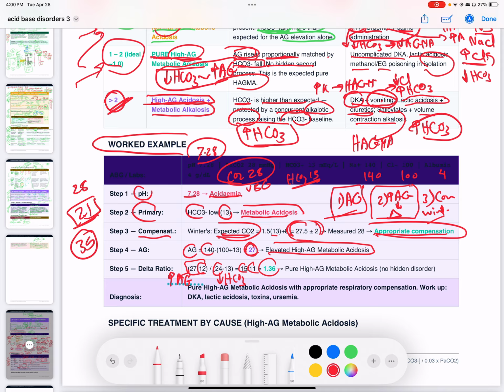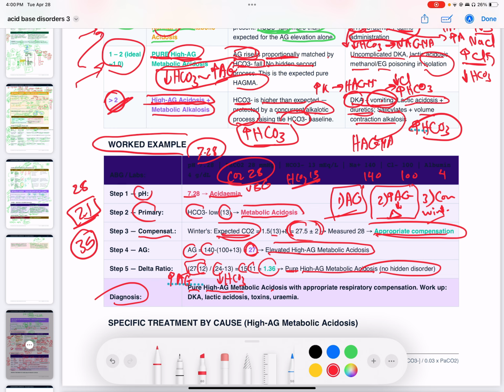And here we said if it's between 1 to 2, that means it's pure high anion gap metabolic acidosis without any hidden disorder. So what is the diagnosis here? The diagnosis here is pure high anion gap metabolic acidosis.